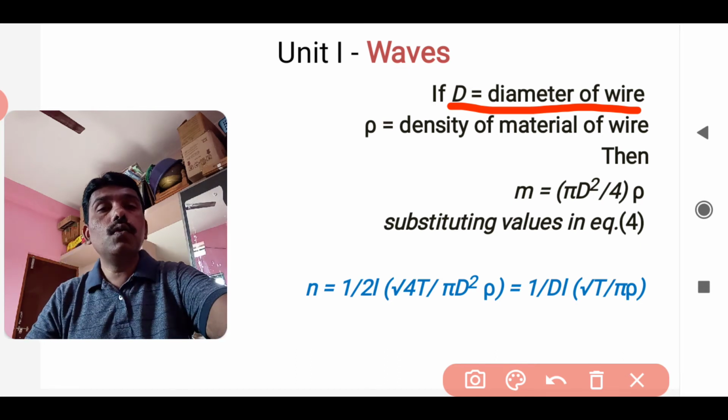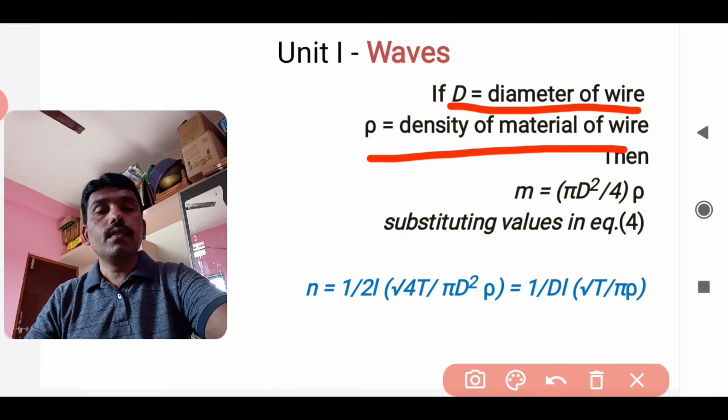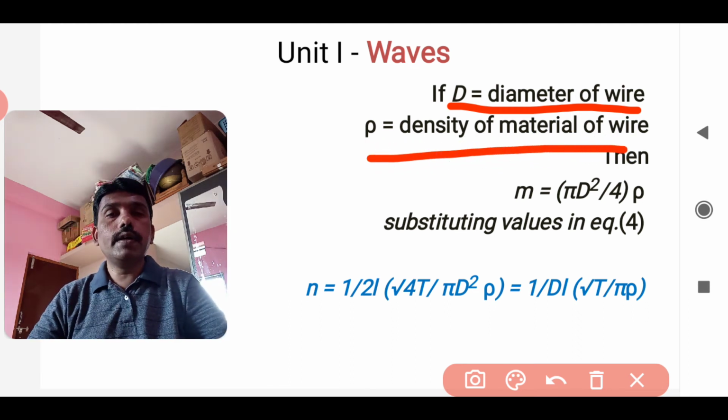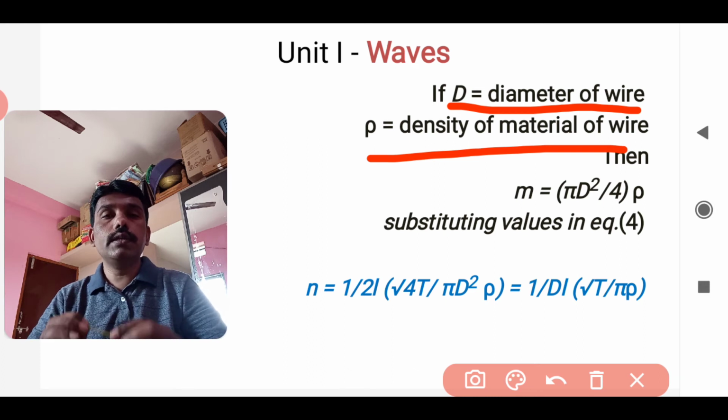considering, and rho is nothing but the density of the material of the wire. This is also a very important factor. What type of material you are using, the density of that material also plays an important role in your frequency and time period as far as the string is concerned.